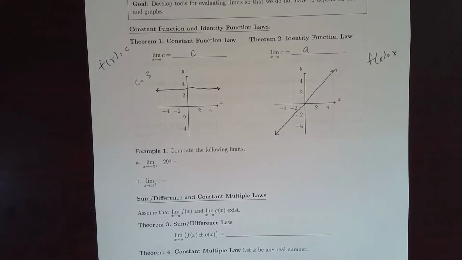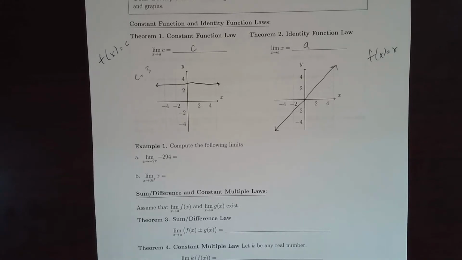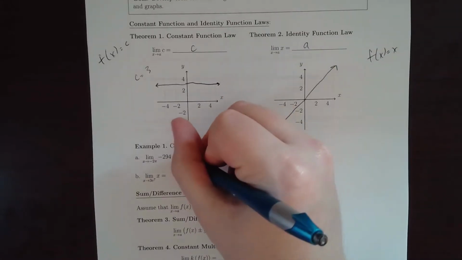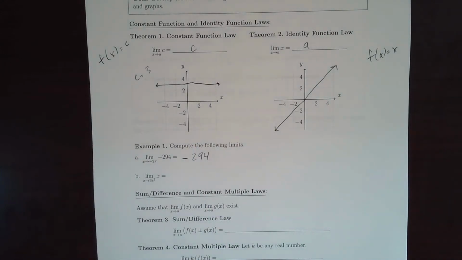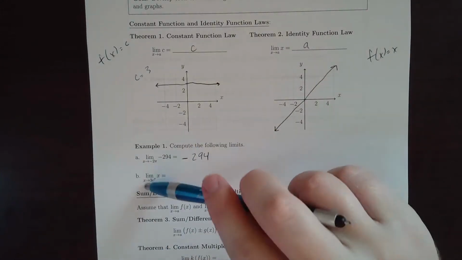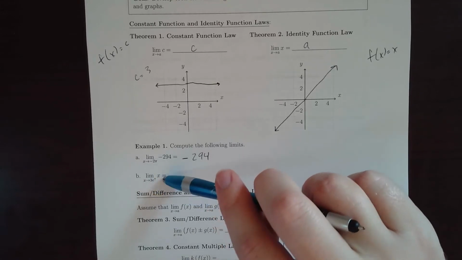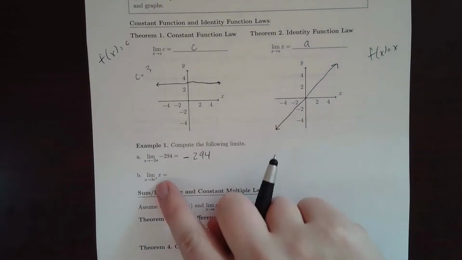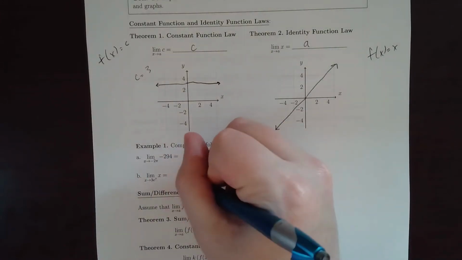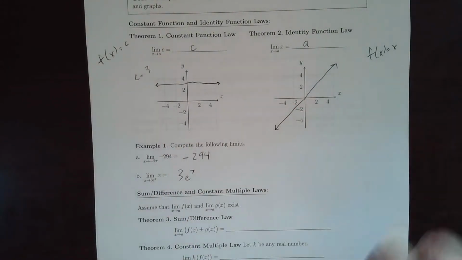So if we wanted to go ahead and compute these limits, say we were looking at something a little crazy, such as the limit as x approaches negative 2 pi of negative 294, we'll notice here that there's no x term to really worry about. This is just a constant function. So here the limit will be negative 294. And if we looked at the limit as x approaches 3 of e to the 7th power of x, well again, all we have is just x here, so it'll end up being 3 e to the 7th.